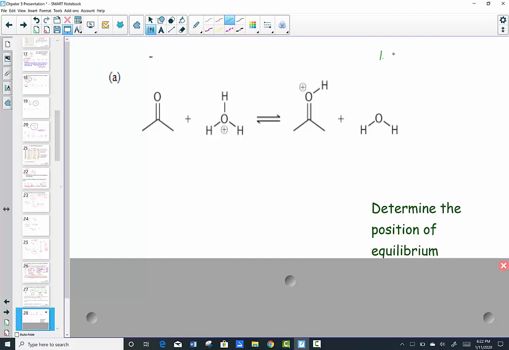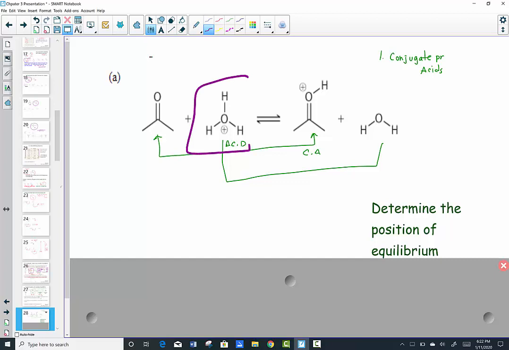And so I went to the pKa chart and I found hydronium, and it has a published pKa value of negative 1.74. The protonated ketone has a published pKa of negative 7.3. Determine the position of the equilibrium says, equilibrium favors the weaker side. The weaker acid has the larger number. Negative 1.74 is a bigger number.